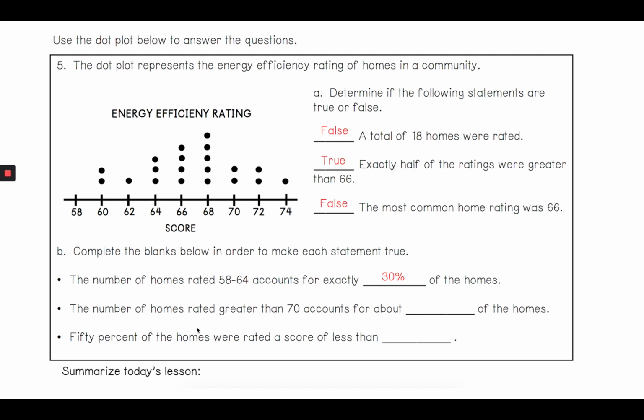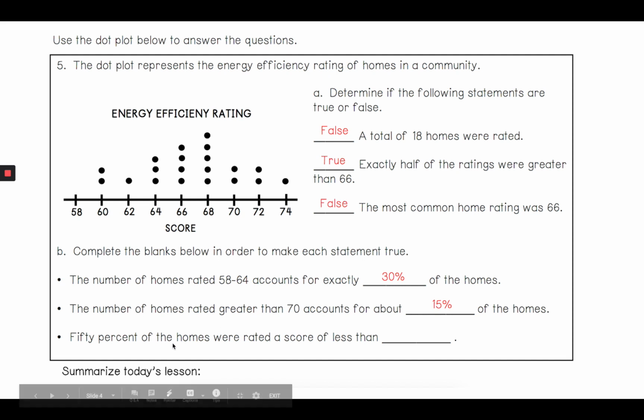Okay, the number of homes rated greater than 70 accounts for about blank of the homes. Well, greater than 70, there's only 3 of them. So that means I'm going to have 3 out of 20, and that's going to give me 15%. 3 divided by 20 will give me 0.15, which is 15%.